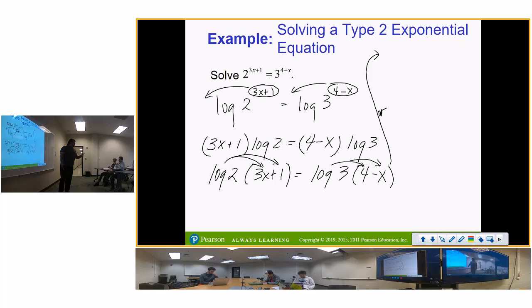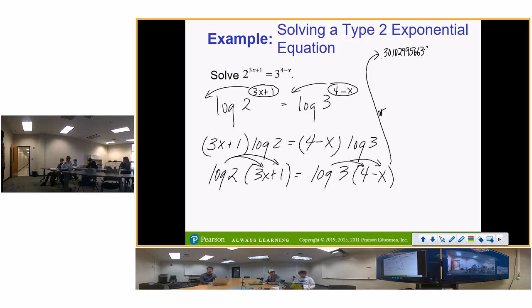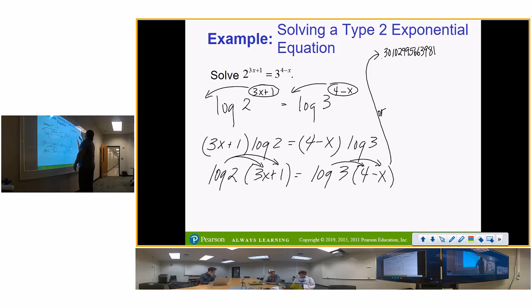Okay? So, what is it? Point what? 301. Keep going. 02999566391. That's all. See, there's no pattern. So you can't say it's repeating. So you're going to distribute that each time. 3x plus 1 is equal to, somebody give me the log of 3.